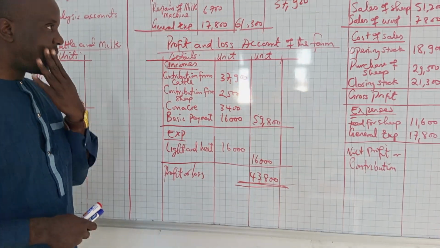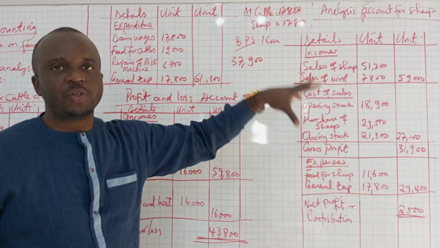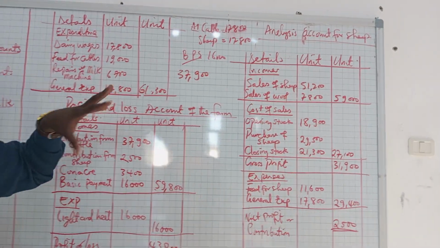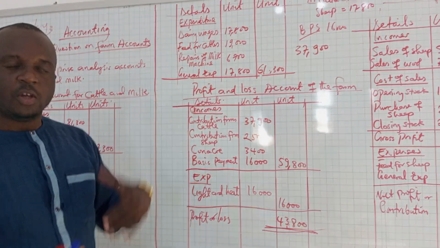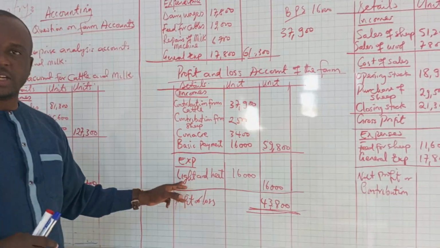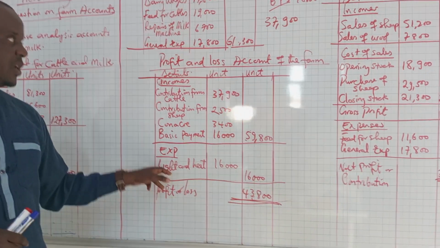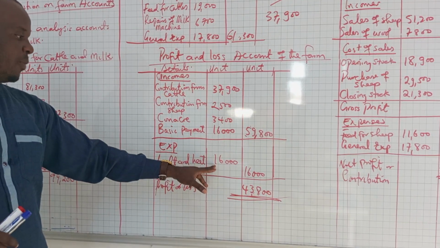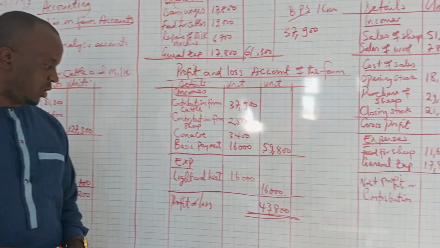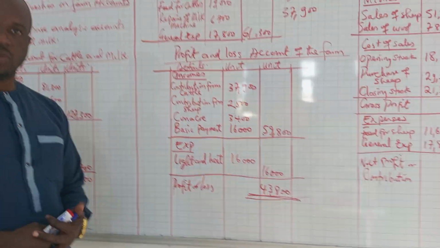What do you do? You minus general expenses. The general expenses, the first category, we have shared among the farm, because the question demanded that the general expenses should be allocated equally to the two sections. So we have shared general expenses to the two sections and paid it. But we have not shared light and heat. This is the cost of electricity, so we have to put it as an expense in the profit and loss account. When you minus it, it gives you 43,800. So this is the profit for the entire farm for the year 2023.